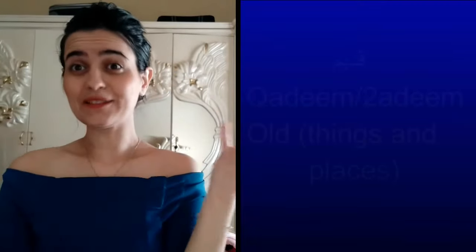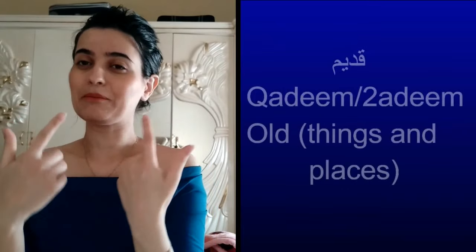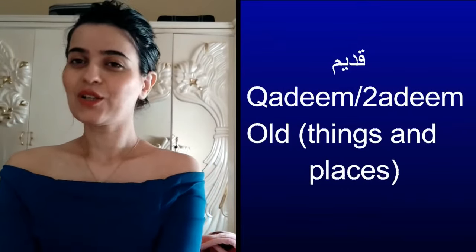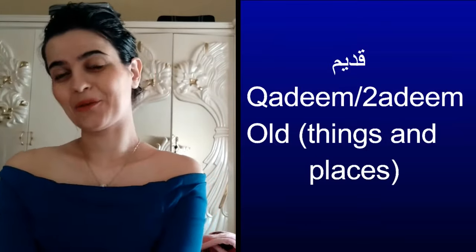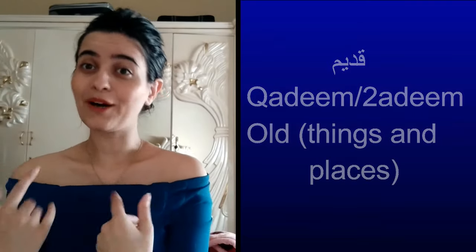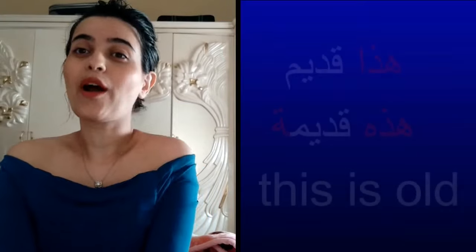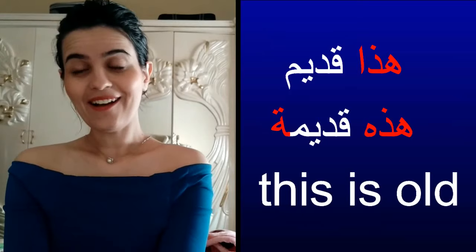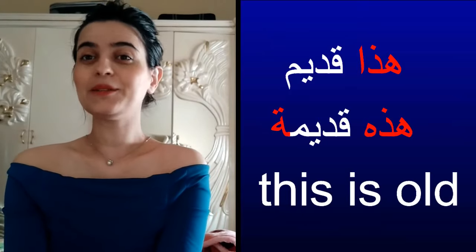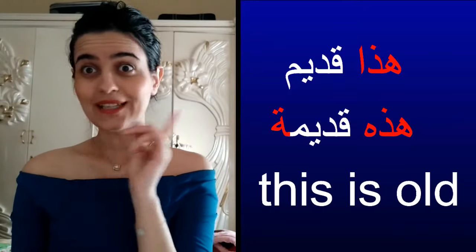Pay attention. This is our third adjective for today. The adjective is قديم, or if you pronounce it أديم in the spoken. You can use قديم and أديم in the spoken, but in the standard you have to use the qa sound. قديم means old, but for things, not for people. So هذا قديم, this is old. And for a feminine thing, it would be هذه قديمة. So when you say هي قديمة or هذه قديمة, it means that this thing is old, not people.